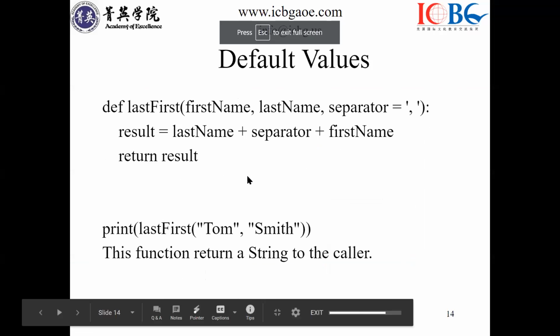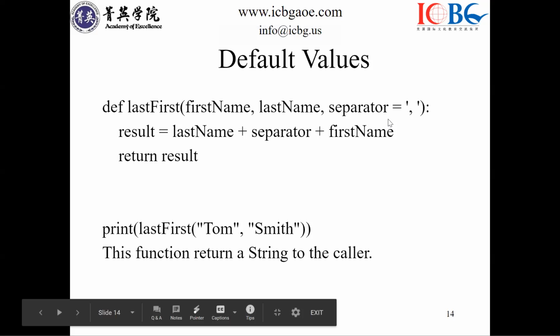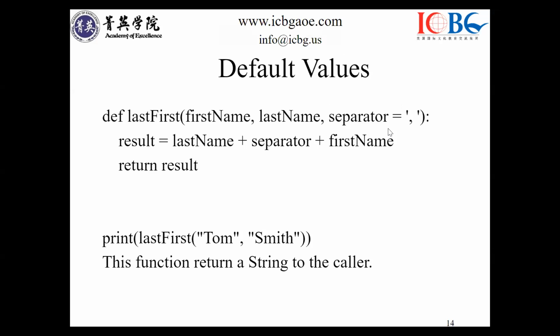Okay. Next, we're going to talk about default values. I'm sure you guys have also seen this before when we worked with the built-in functions, right? When you define a function and you want to give it a default value, you can put it at the top here like this. So we have def last first name, last name, and then separator equals comma. That means that if you don't give the separator another value when calling the function, it'll use the comma as a default value.